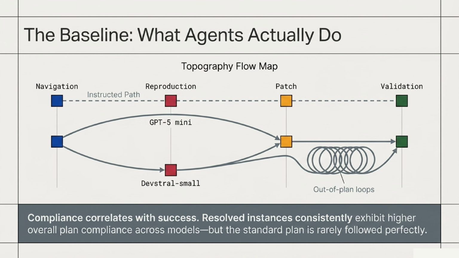So, what is the baseline? What do they actually do? Well, look at this topography flow map. Almost no one stays on the straight, instructed path. Models like GPT-5 Mini and DevStro immediately start creating their own alternative routes and out-of-plan loops. Now, compliance does correlate with success. The agents that solve the problem generally stick closer to the plan, but a perfect execution of the standard plan is incredibly rare.